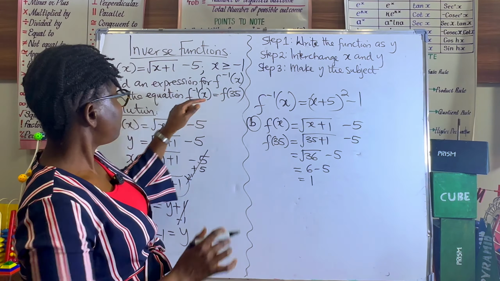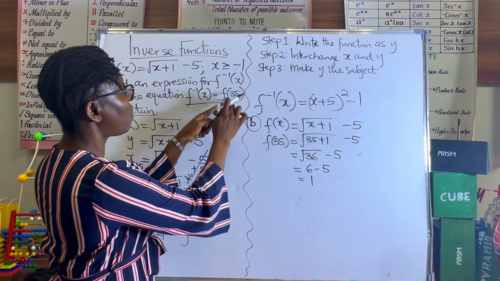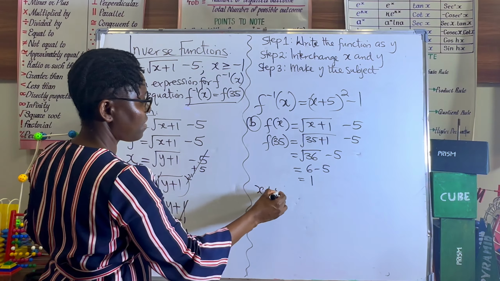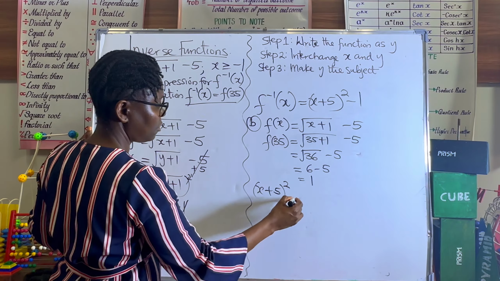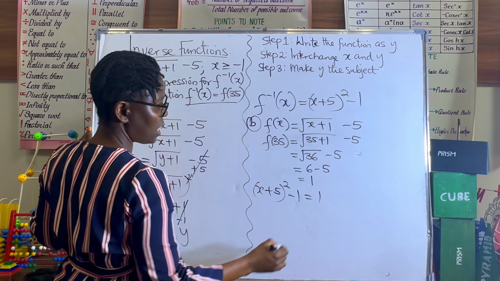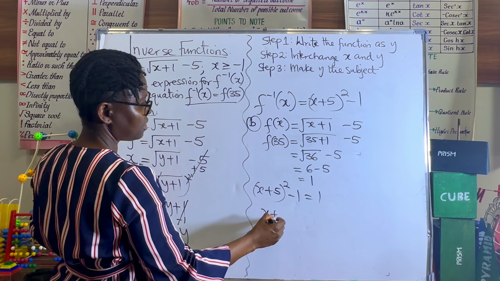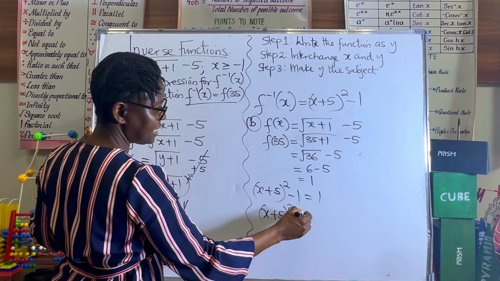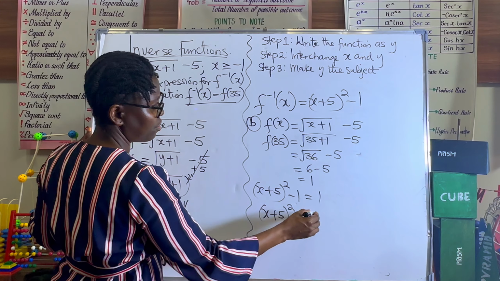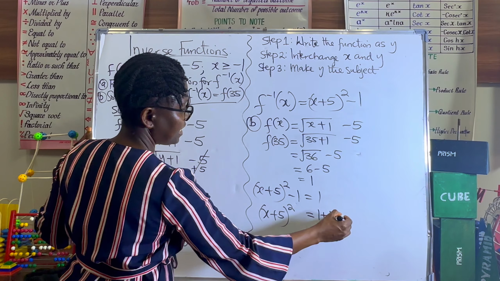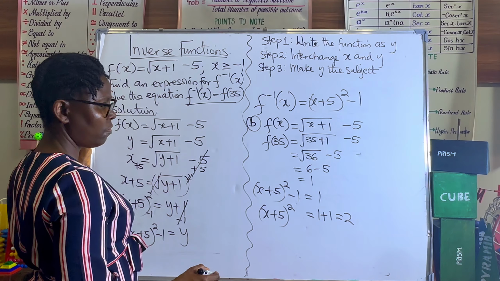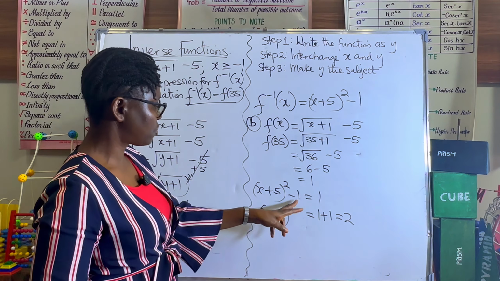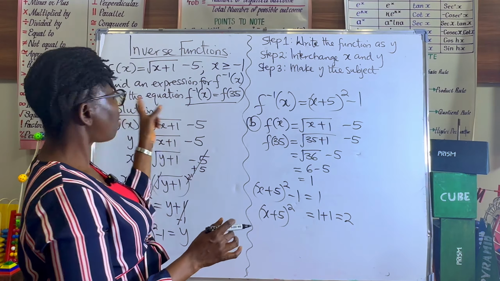Now, the inverse of the function is equal to f of 35, which is 1. So I'm going to equate these two together. x plus 5 squared minus 1 is equal to 1. So x plus 5 squared, I'm going to add 1 to both sides, which automatically makes this 0. I'll have 1 plus 1, and that's what? 2. So if x plus 5 squared is equal to 2, I'm supposed to solve for x.